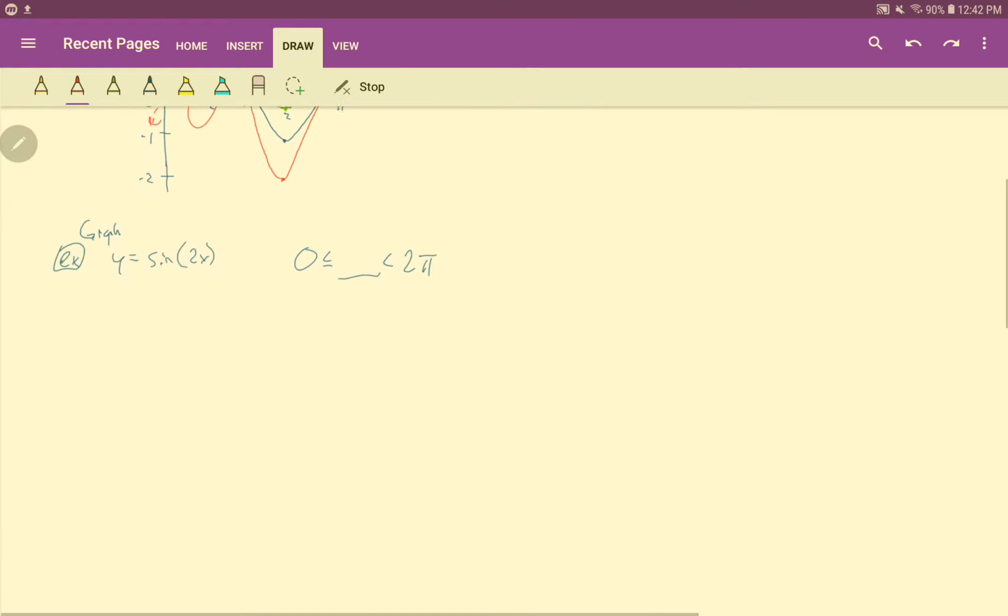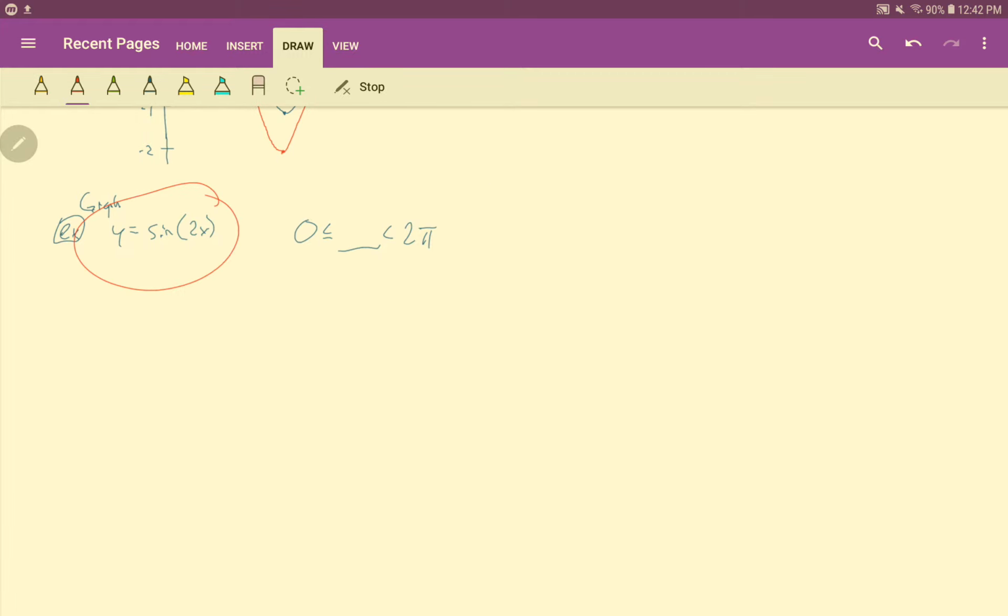So when we get down to something like this, where we see the 2 multiplied with the x, that indicates a horizontal stretch or shrink. And the way we're going to work with this is to take that 2x and put it right in here, between the 0 and the 2 pi. Okay, and then we're going to solve for x.